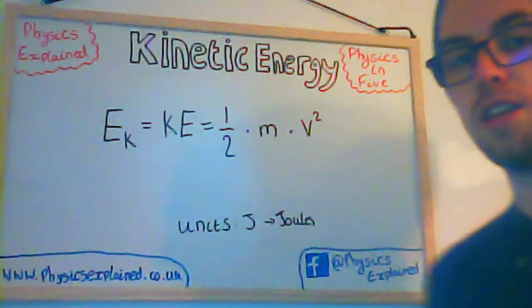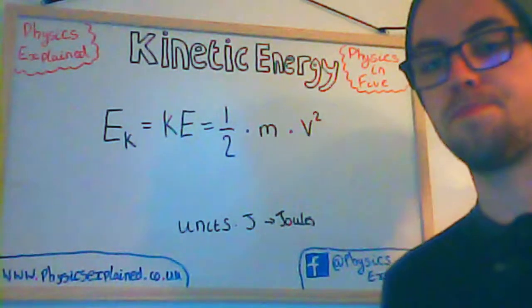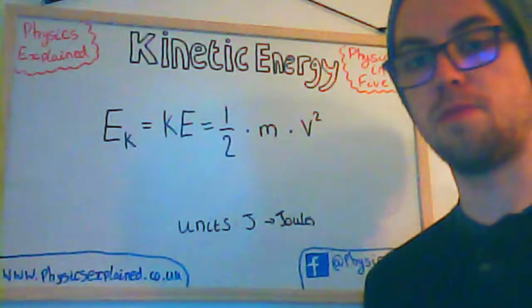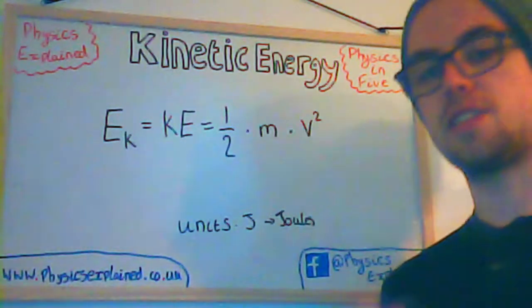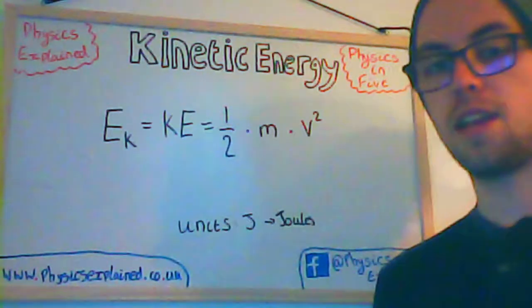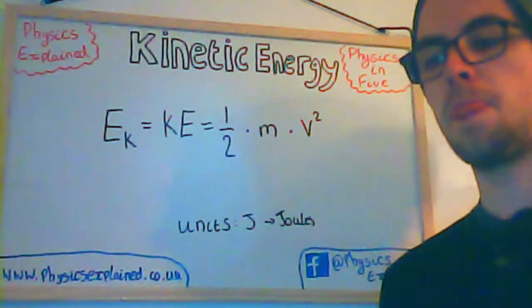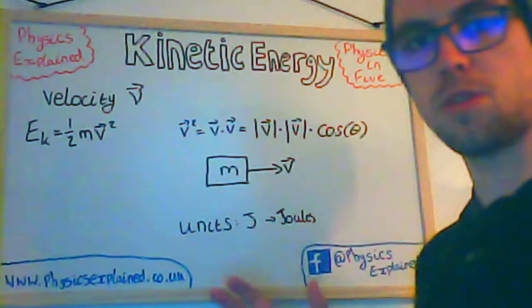Kinetic energy is very similar to momentum in terms of it being a mass and velocity product. However, kinetic energy is a scalar quantity. That means all it has is a magnitude. So you don't get negative kinetic energies. Why is that the case? Let's have a look. So let's break down what's on the board.